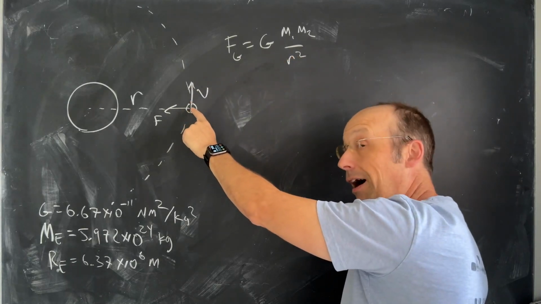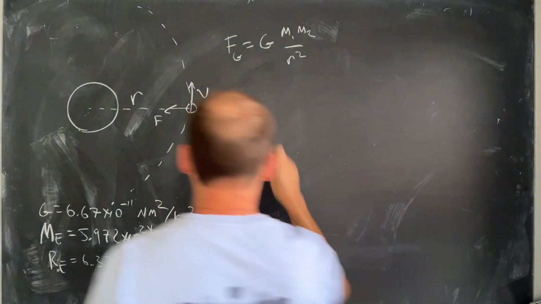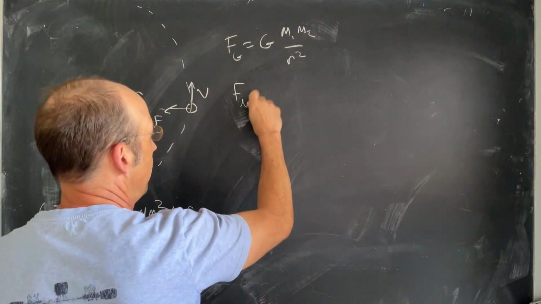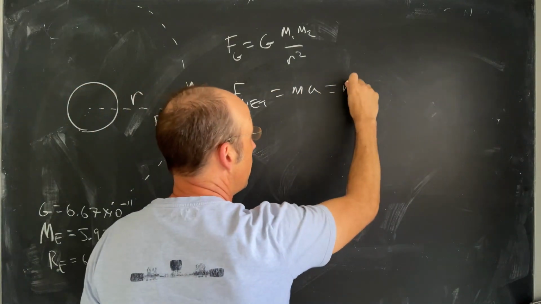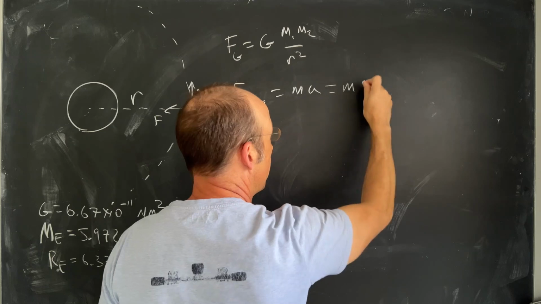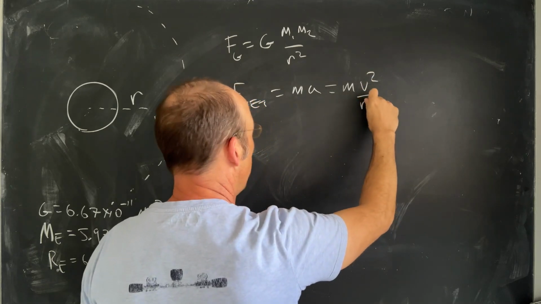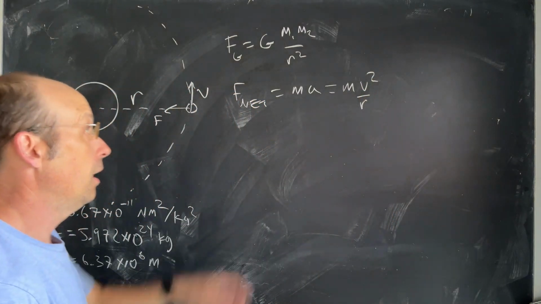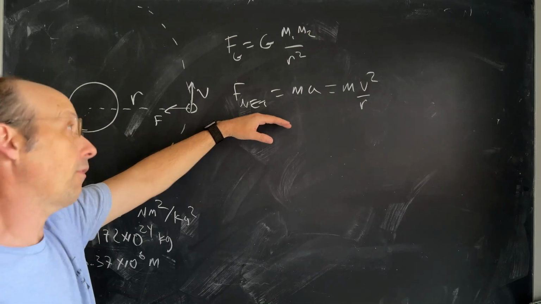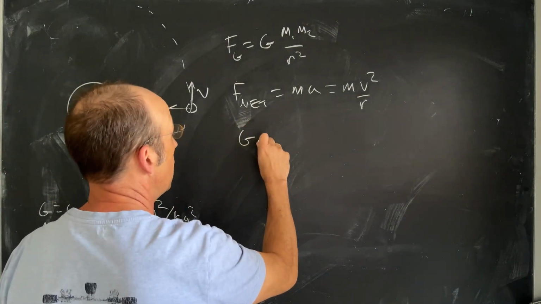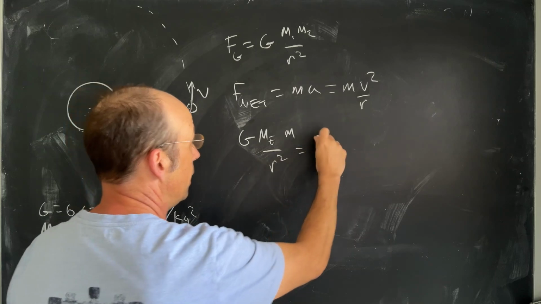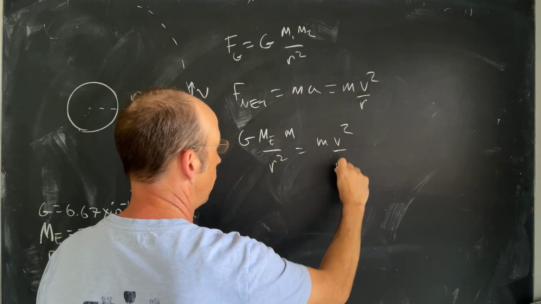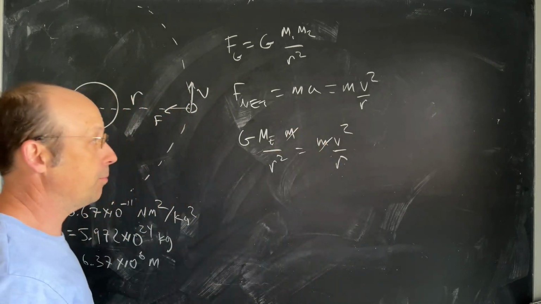Now, if it's moving at a constant speed in a circular motion, then F net in that direction, I'm going to write this as a scalar, is mass times acceleration, but the acceleration is the acceleration of moving in a circle, which is v squared over, I'll call it lowercase r. Then if I put in my only force, the gravitational force, G mass of the Earth, mass of the object over r squared is equal to the mass, v squared over r. The mass of the object cancels.